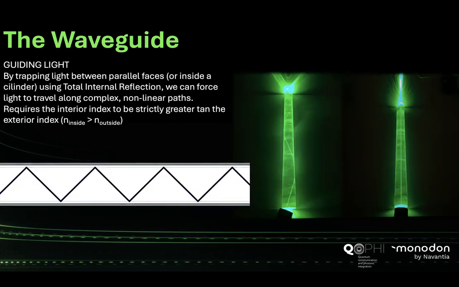Using total internal reflection, we can build structures called waveguides. A waveguide essentially traps light and forces it to follow a specific path. This path doesn't have to be straight. It can be curved, twisted, and bent, and the light will still stay inside. For this to work properly, the material inside the waveguide must have a higher refractive index than the material outside. This difference keeps the light confined and guided along the desired path.